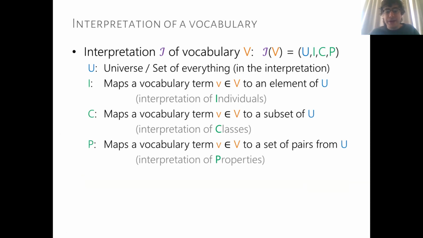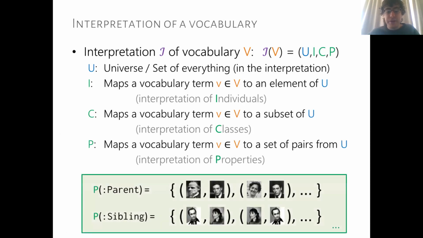So this is the interpretation of properties. So what does this mean? It means that if we interpret, for example, a parent property, we would get back sets of pairs in this style. Or if we interpret the sibling property, we would get back the sets of elements from the universe that are considered to have a sibling relation between them.